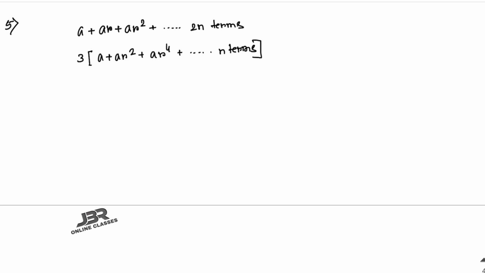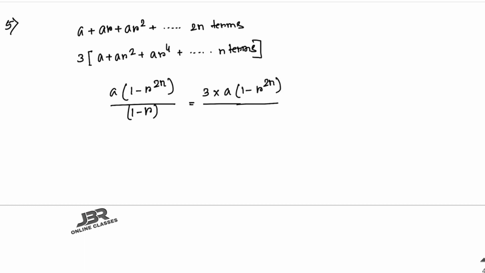So since it's given, you can write down here A, then 1 minus r to the power 2n divided by 1 minus r, that one equal to 3 into A, then 1 minus r to the power 2n divided by 1 minus r square. Clear? So here 1 minus r to the power n will be cancelled out, A cancels out. So 1 minus r will also be cancelled out with this one, it becomes 1 plus r. So that implies you can write down 1 plus r equal to 3. So r equal to 2 as your answer.